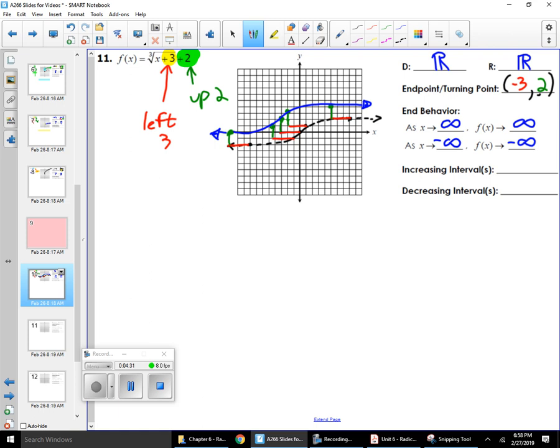at them again. We don't talk about increasing and decreasing intervals at the AB level, but note that this function, as you look from left to right, it's always getting bigger, so it would be considered increasing all the time. But we don't have to worry about that for our class.